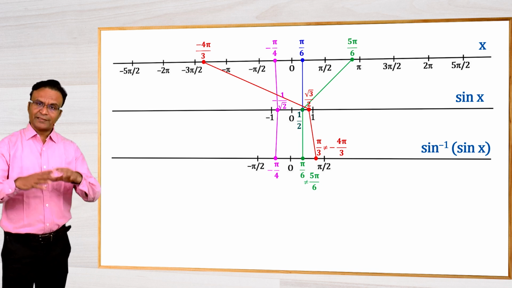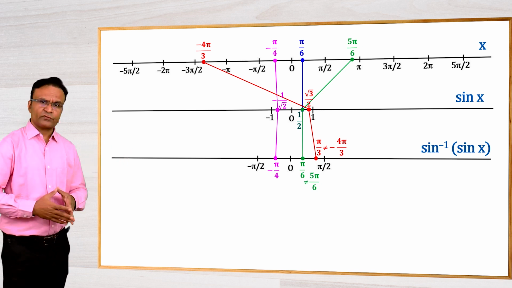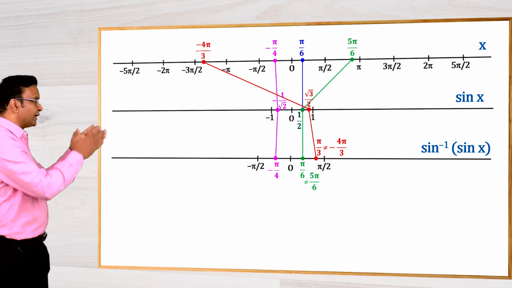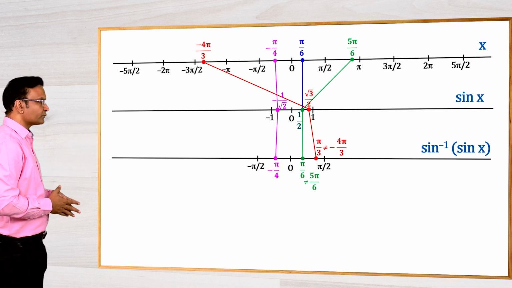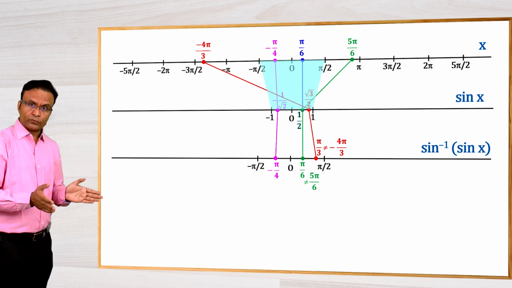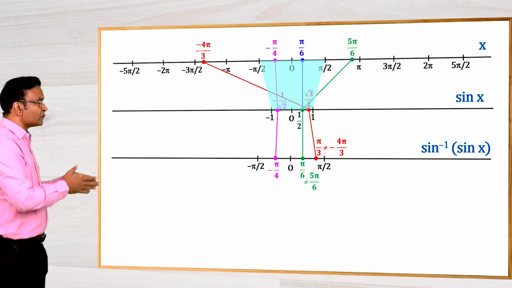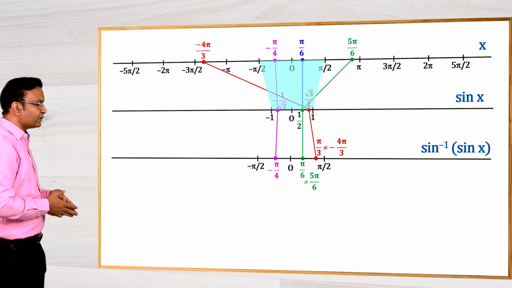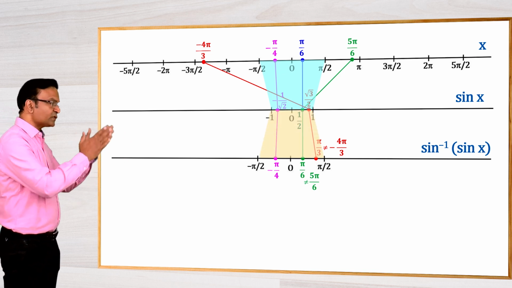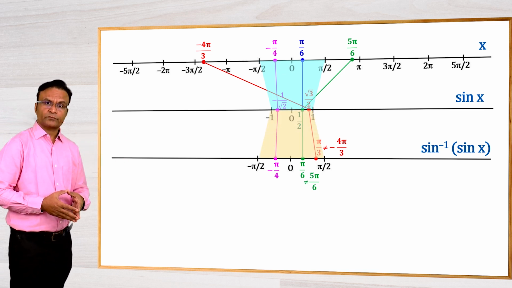Okay, what we understand from these few such values. If we take any value of x between minus pi by 2 to pi by 2, for which the values of sin x are minus 1 to 1, and for these values of sin x, I get the values of sin inverse of sin x between minus pi by 2 to pi by 2.